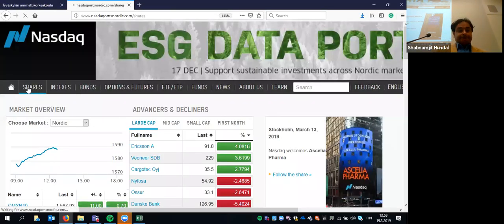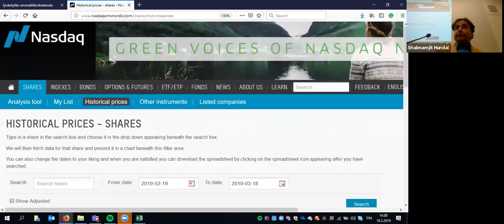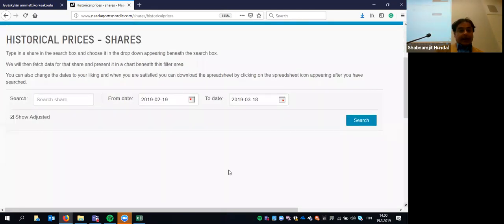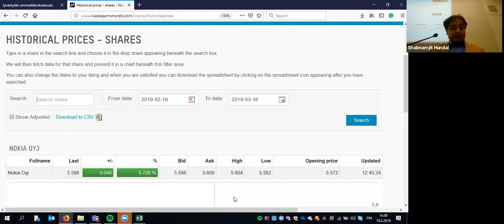If you go to shares, and if you go to historical prices, have you seen what I've done? I went to the shares and then the historical prices. And imagine I'm looking for Finnair stock price, or let's say Nokia. Nokia is shown in Swedish kroner, but I would take Nokia in euro because that would show the Finnish stock exchange. So I take Nokia in euro from, you see here, 18th of March is today's date, I guess.